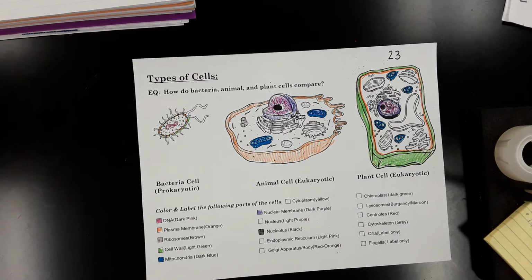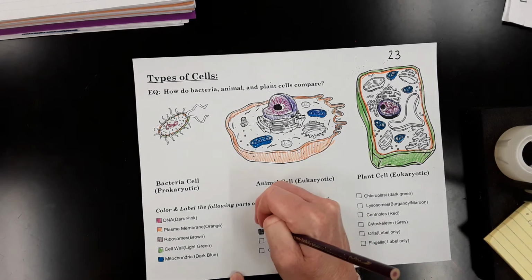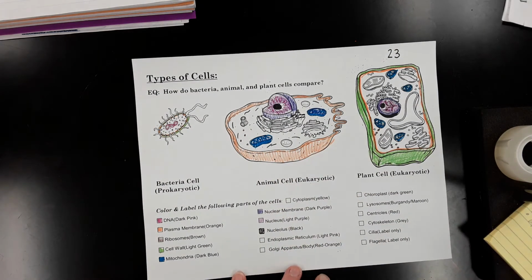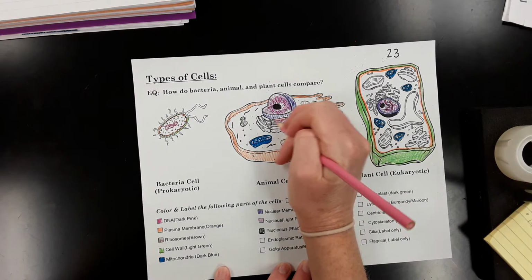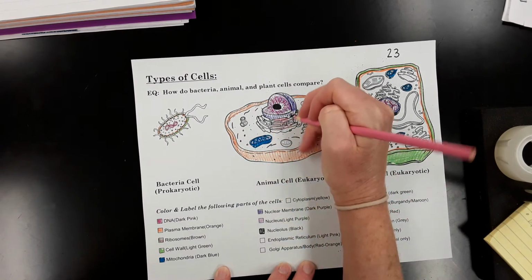Here we have that light purple. Where did I put that colored pencil? There it is. It's a little bit lighter. The endoplasmic reticulum is going to be light pink. So all this coming out here is the endoplasmic reticulum.